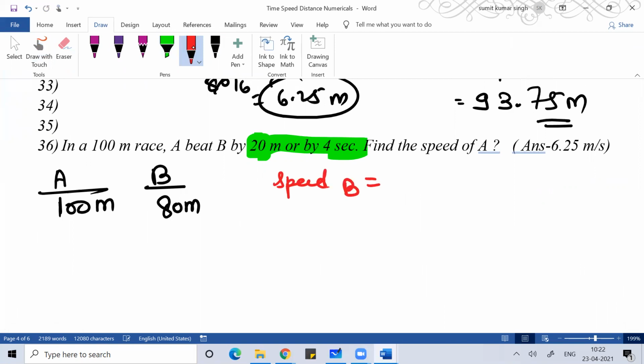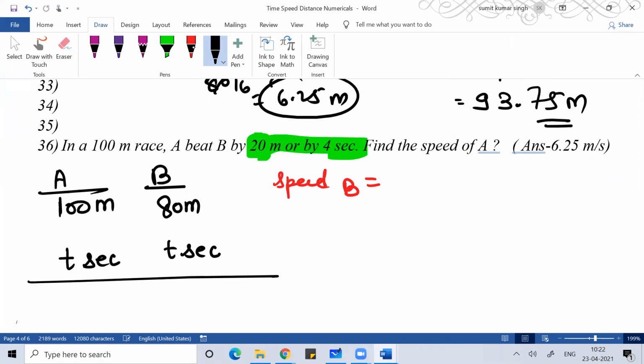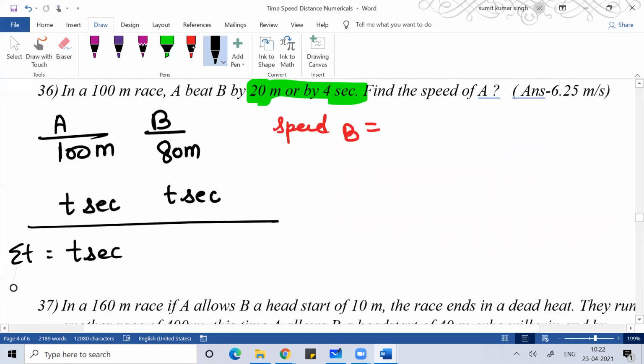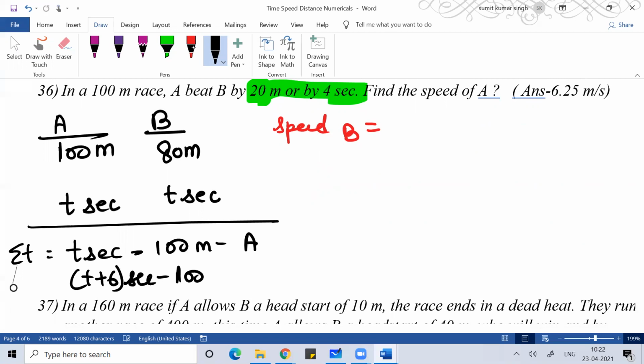Now to cover the additional 20 meter, B is going to take 4 seconds. It means when A has reached 100 meter, in the same time B has reached 80 meter. The total time A takes is t second for 100 meter, but B will take additional 4 seconds more to cover 100 meter. I hope you're understanding. To cover the additional 20 meter, B takes additional 4 more seconds.